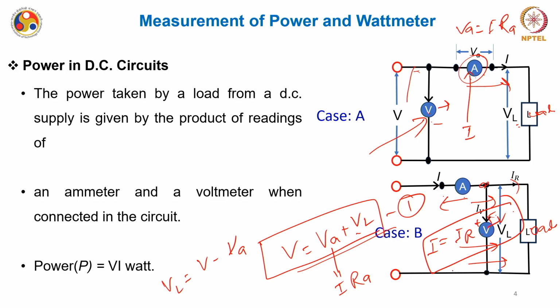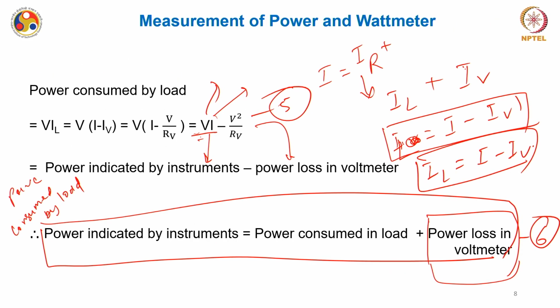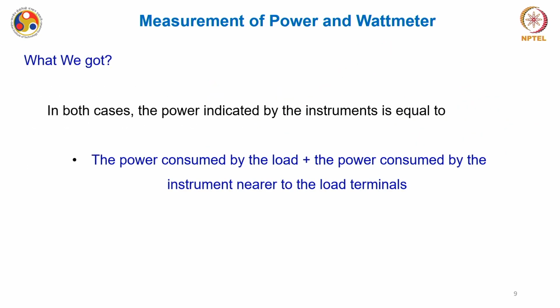Again, here in the second case, the meter which is nearer to the load is the voltmeter. So we have written equation 6 as: power indicated by the instrument is equal to power consumed in the load plus power loss in the voltmeter. So in both cases, the power indicated by the instrument is equal to the power consumed by the load plus the power consumed by the instrument which is nearer to the load terminal. So this is what we have understood from this discussion.